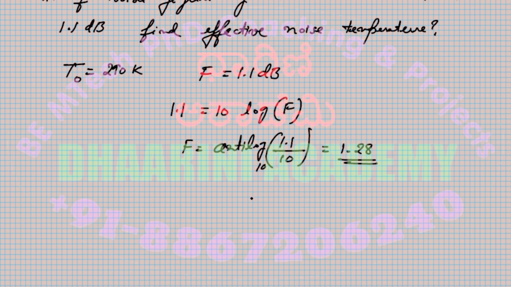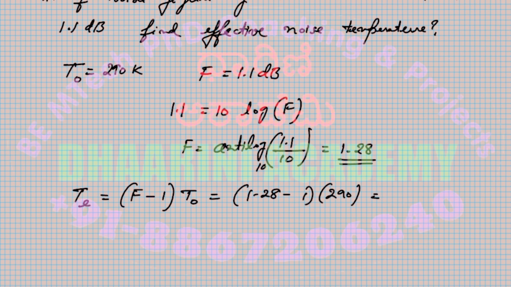It is 10 to the power of this number, 1.1 divided by 10. So that whole antilog to the base 10 is 10 to the power. In the calculator you have to enter it that way. So that means we get 1.28 as the F on the normal scale. Now you use the effective noise temperature equation, that is T_e. Effective noise temperature is equal to whatever F you got minus 1 times the room temperature, whatever temperature they mentioned. I denote it as T naught. So it is 1.28 minus 1 into the 290 in Kelvin. So approximately that comes to be 83.5 Kelvin. That is the temperature.